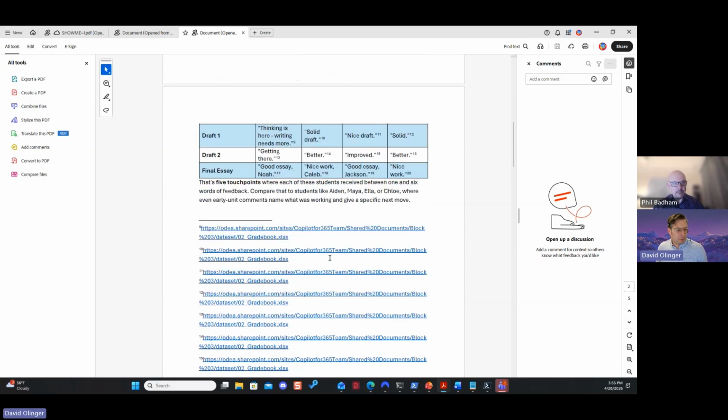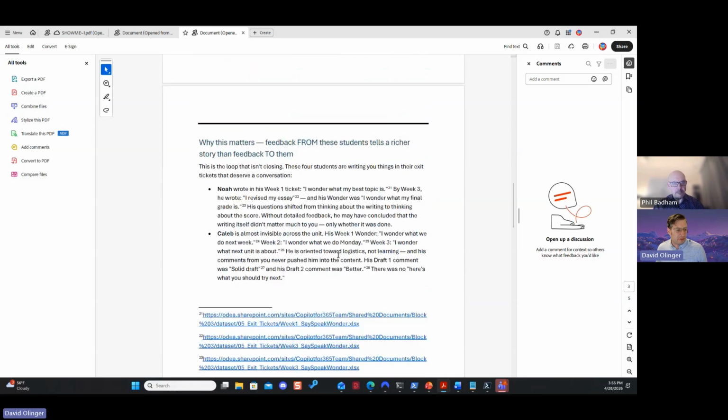But then what it does is it goes in and says, look, what matters is these students are giving feedback to you even in their exit tickets, and it's telling a bigger story about your feedback. Noah wrote in week 1, I wonder what my best topic is. By week 3, he wrote, I revised my essay. And his wonder was, I wonder what my final grade is going to be. So his questions shifted from thinking about the writing to thinking about the score.